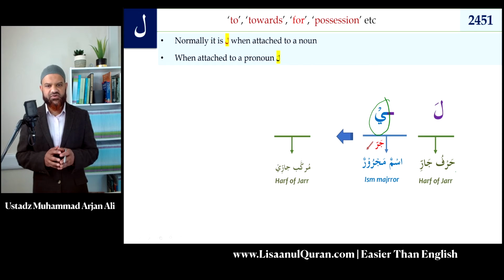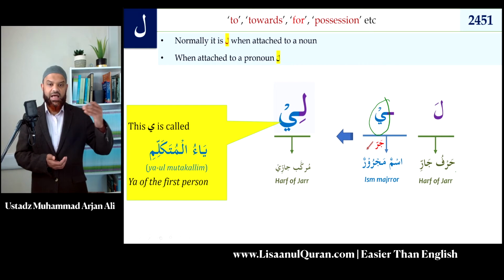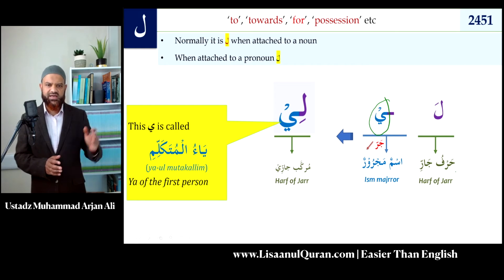This ya mutakallim is very fussy. Wherever it appears, whether it is attached to an ism, fi'l or harf, it doesn't really care. It demands that a kasra is placed before it. So la now becomes li again. Why? Because of the ya mutakallim. Ya mutakallim will always want a kasra before it.